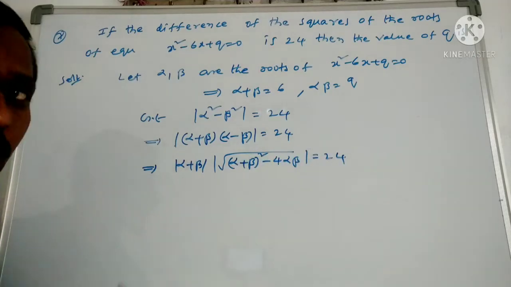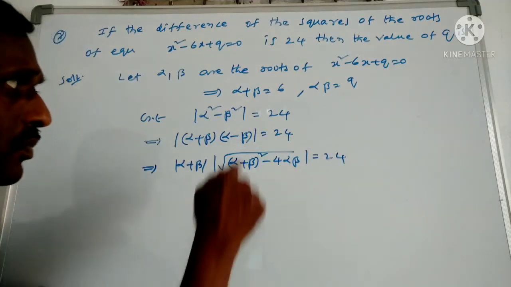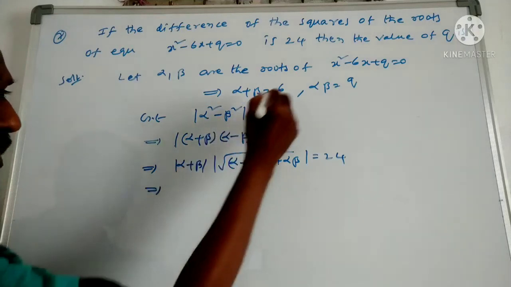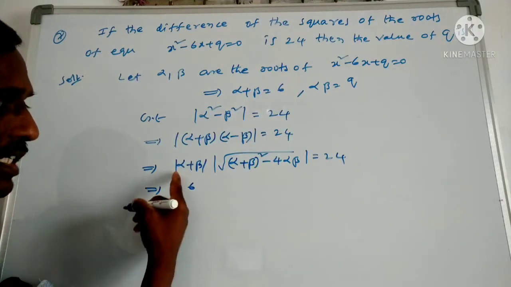Now we have the total equation in sum and products only. Now what are the values given? Write the values in this. The sum of the roots, what is it? 6. The modulus always becomes positive.